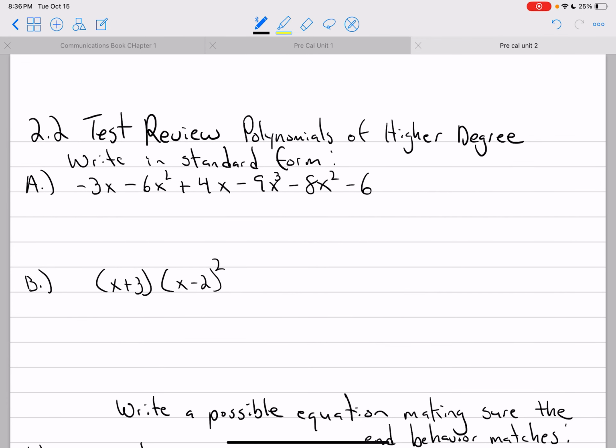2.2 test review. Polynomials of a higher degree. You should do this all before me. So A, write this thing right here in standard form. Pause it right now and do that. Then we'll check to see if you did it right.